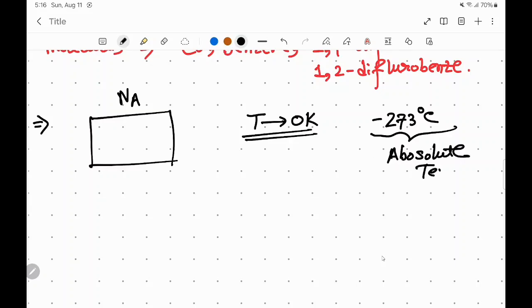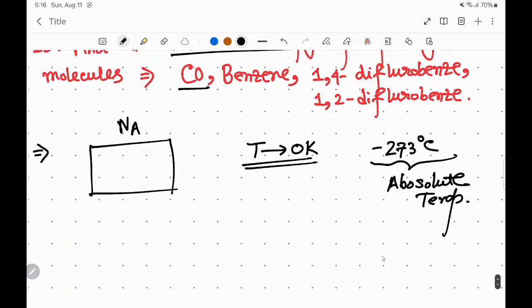It means you can't decrease temperature anymore. This is the absolute temperature, the lowest temperature ever. So now residual entropy means, let's say you have taken carbon monoxide, because the first question was about CO gas. Now you are decreasing the temperature. First CO, carbon monoxide gas will be liquefied and then it will be solidified.